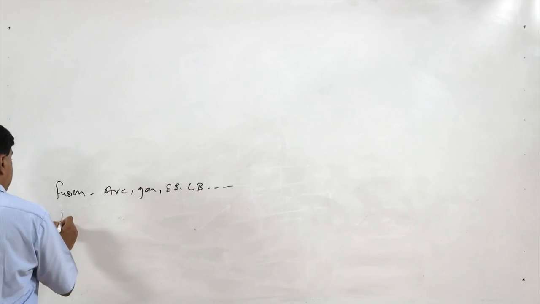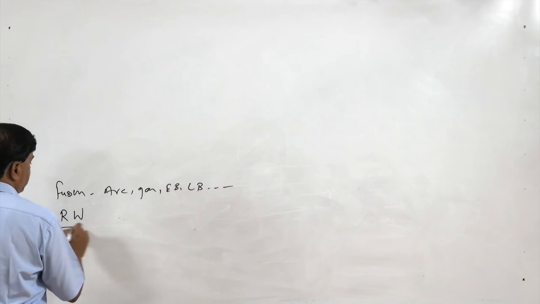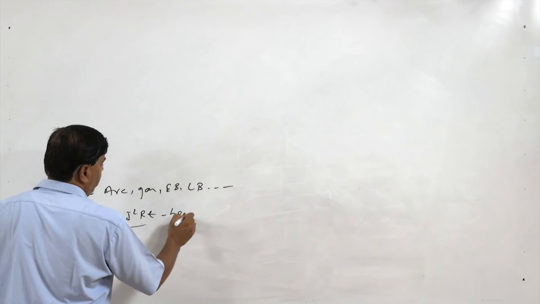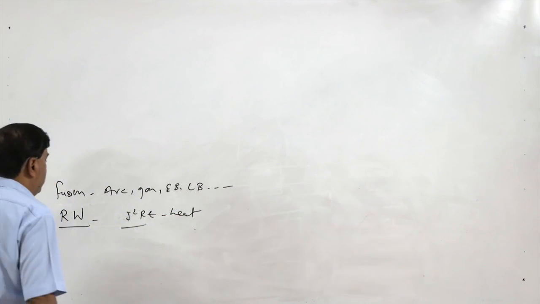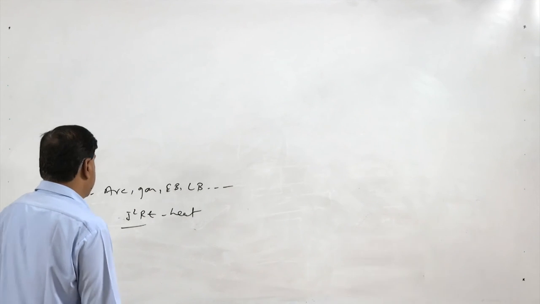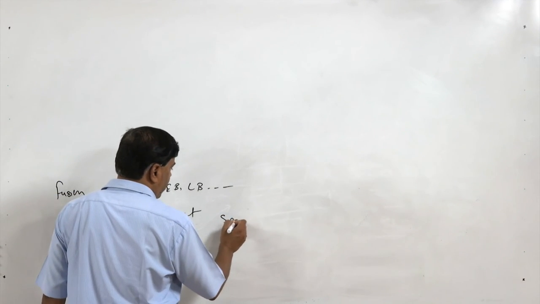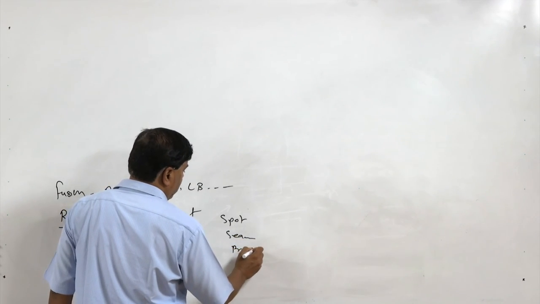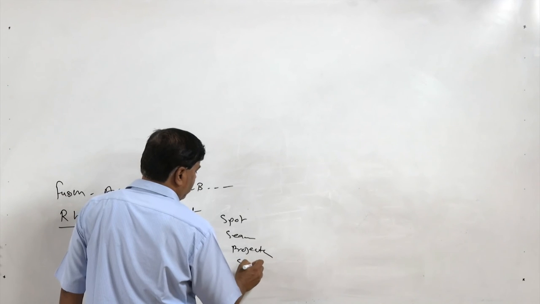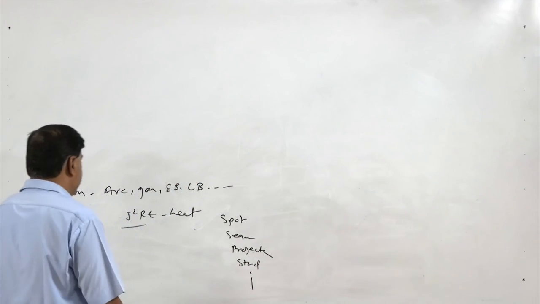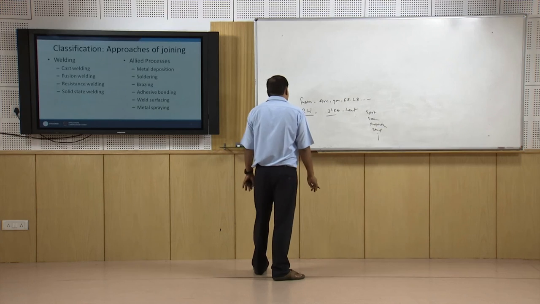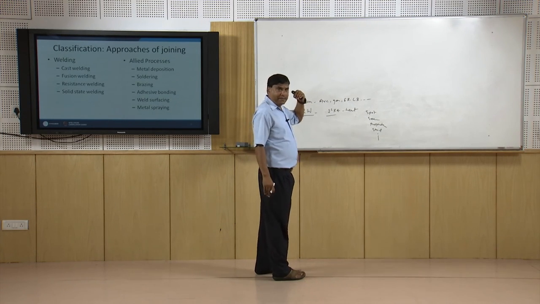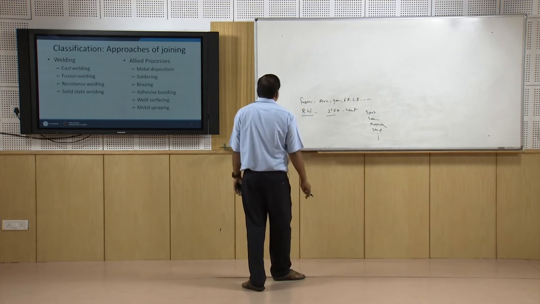And then resistance welding processes, where the I squared R T heating principle is used for generating the heat, are kept under this category. So all resistance spot welding, seam welding, projection welding, stud welding, and likewise there are a number of resistance welding processes which are put in this category. The basic idea is that wherever electrical resistance heating is involved for developing the weld joint.